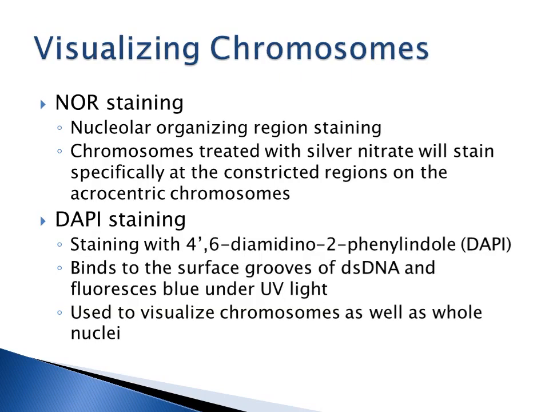You can also use other stains to visualize chromosomes, such as nuclear organizing region staining, or NOR staining, where you treat chromosomes with silver nitrate, and this is going to stain the constricted regions on acrocentric chromosomes. You can also do DAPI staining, and this is going to bind to surface grooves of double-stranded DNA, and it fluoresces blue when you expose it to ultraviolet light.